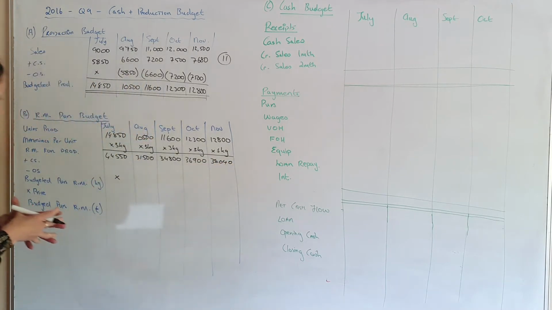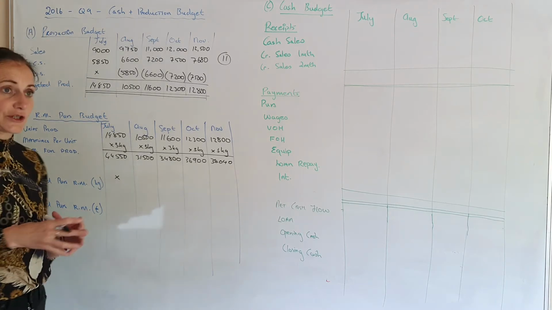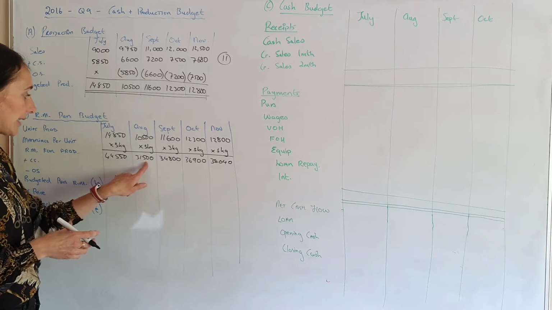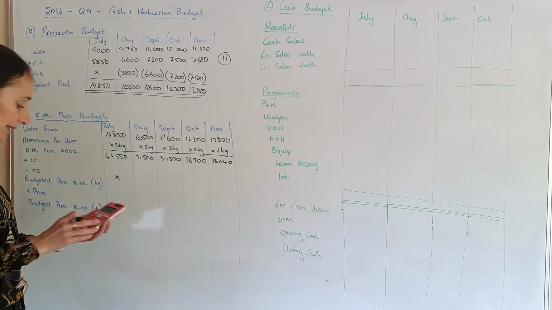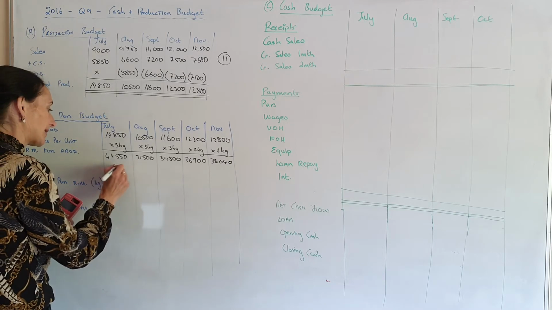Okay, very similar. Now we want to look at our opening stock and our closing stock. Now, for the raw materials, it said you want it to be sufficient for 20% next month. So this is next month, so I want this to be 20%. So that's 31,500 multiplied by 20, so I want this to be 6,300.